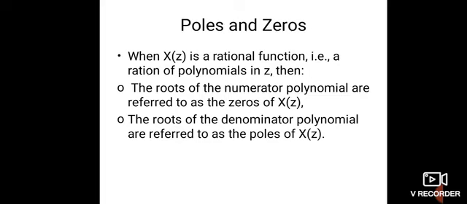So X(z) equal to P(z) by Q(z): the roots of the numerator polynomial are referred to as the zeros of X(z), and the roots of the denominator polynomial are referred to as the poles of X(z). The zeros are denoted by a small circle in the diagram, and the poles are denoted by a cross sign in the diagram.